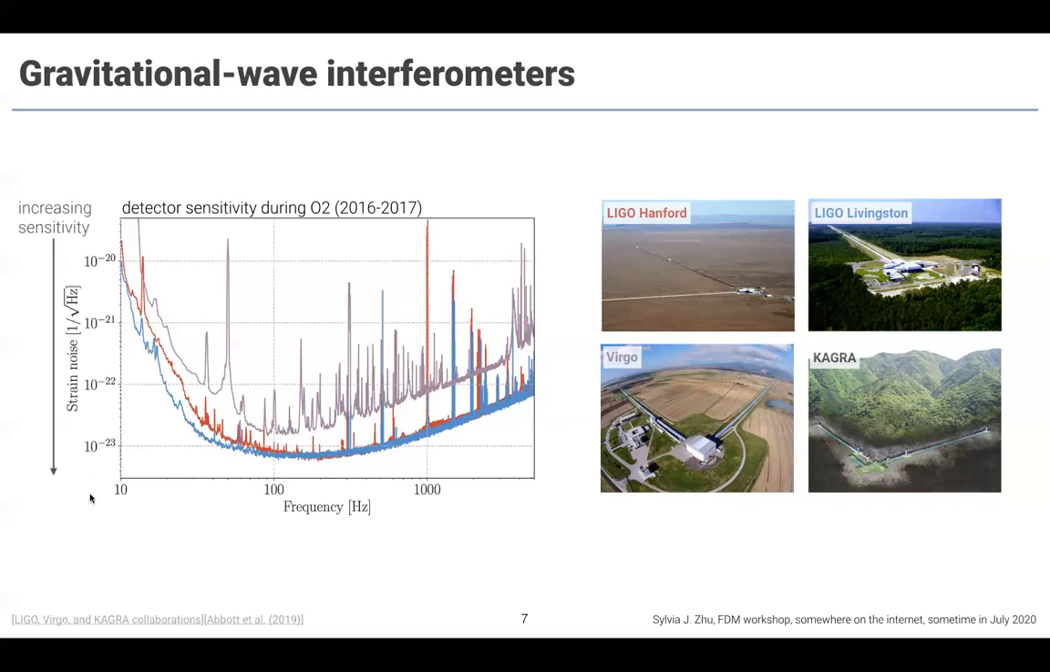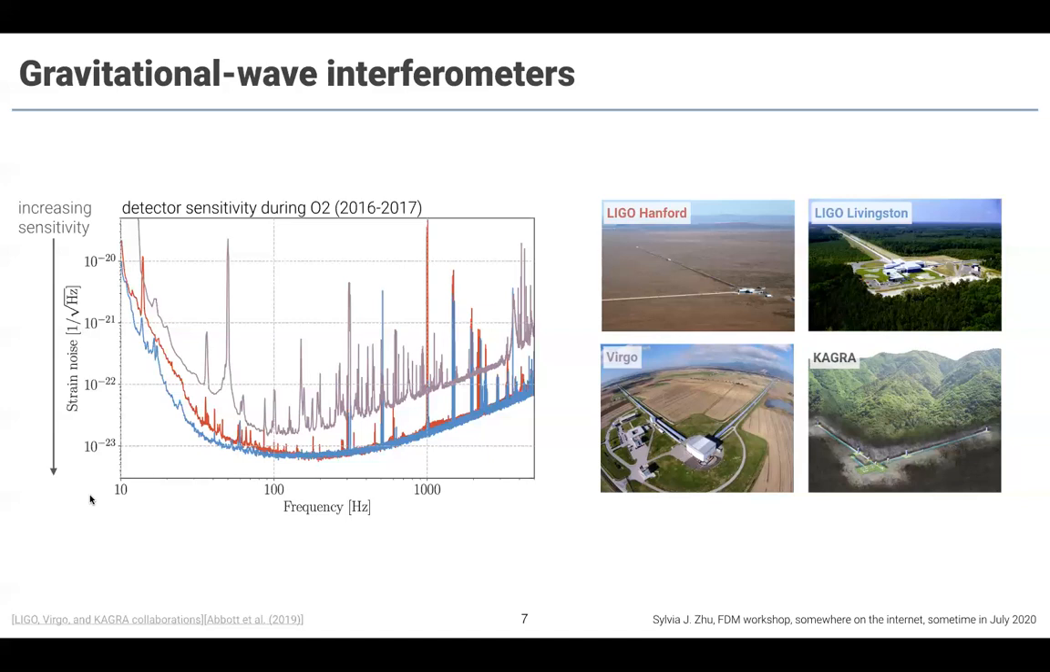So a smaller number indicates increasing sensitivity. It indicates that you're more sensitive to smaller and smaller changes in space-time, so smaller and smaller strains. And the shape, just a little brief digression, the shapes of these curves depend on a lot of different things. So there's sort of an envelope that depends on broad properties. So for instance, there's a contribution from thermal noise.